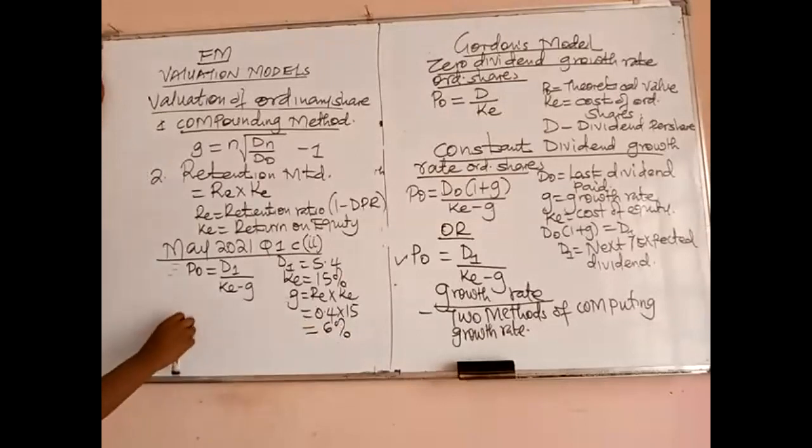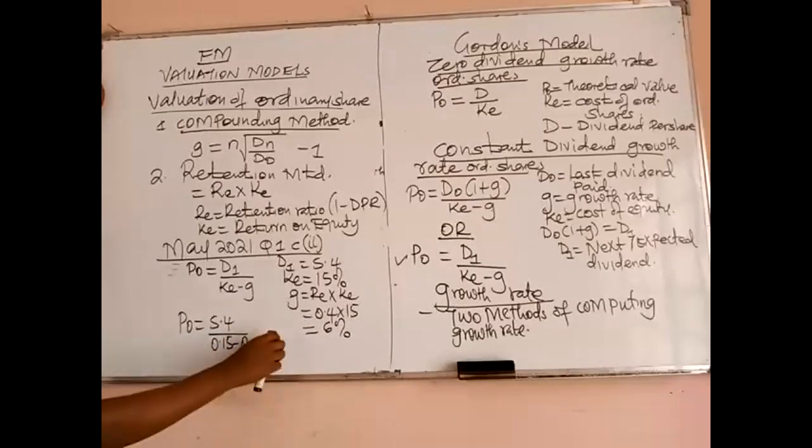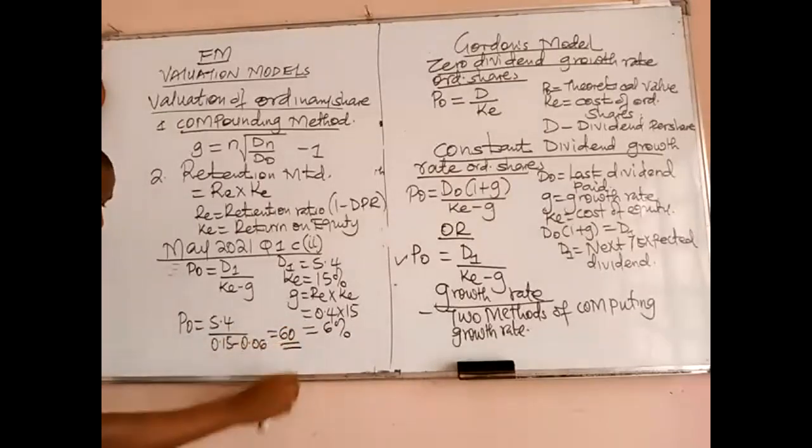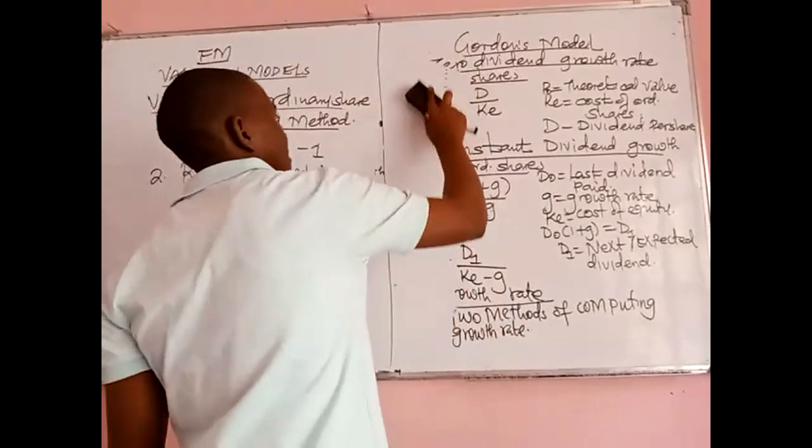So I can have the P0, which is the theoretical value. This is 5.4. I divide by 0.15 minus 0.06. How much does that give? Yes, 60. Exactly. Therefore, that is the real value. And what is it reading at, how much?